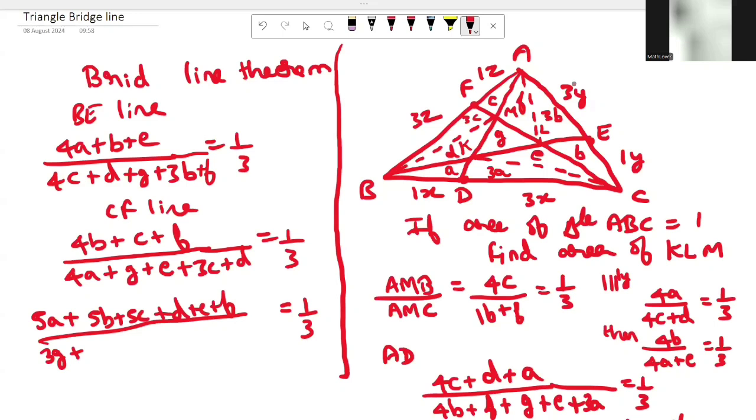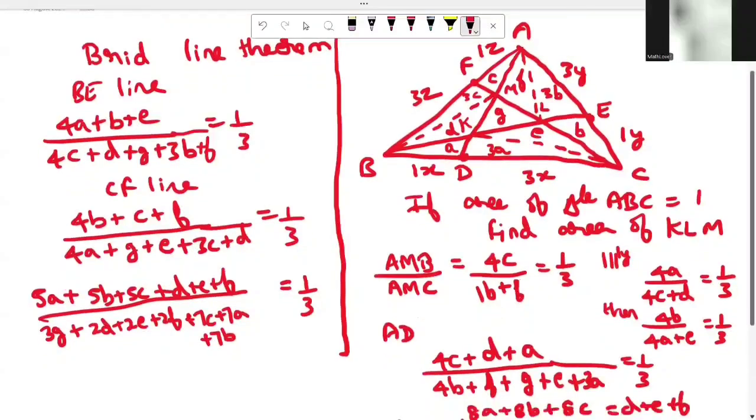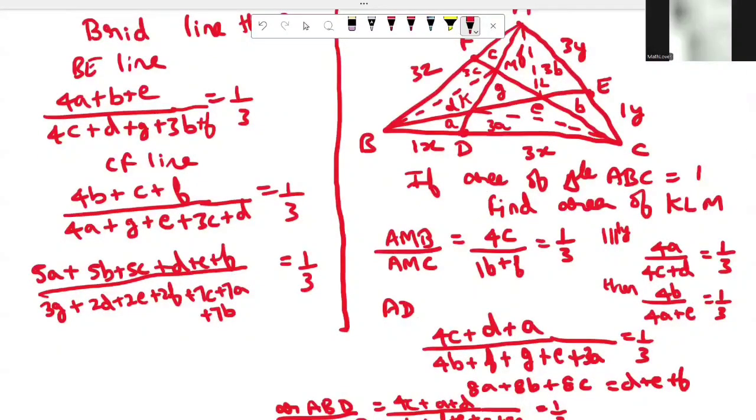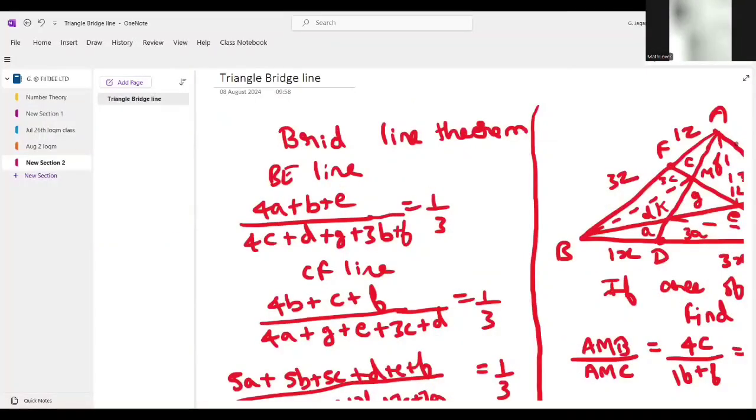As we add the denominators, we recognize we have 3G in the denominator. Apart from that, we have pairwise 2D plus 2E plus 2F, and along with them we have totally 7C plus 7A plus 7B. Since we had already got a result regarding this, that the value of D plus E plus F is equal to 8A plus 8B plus 8C, we wish to substitute this back.